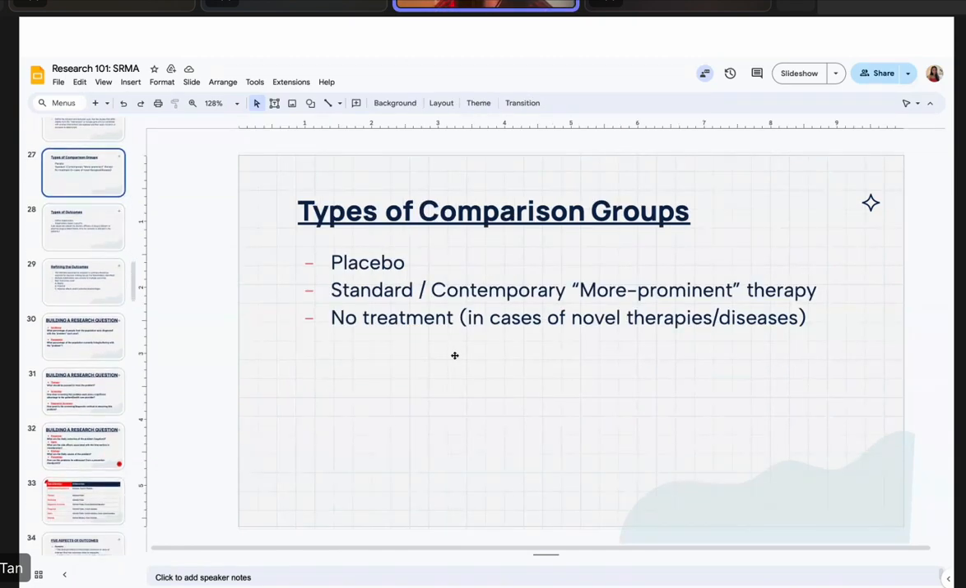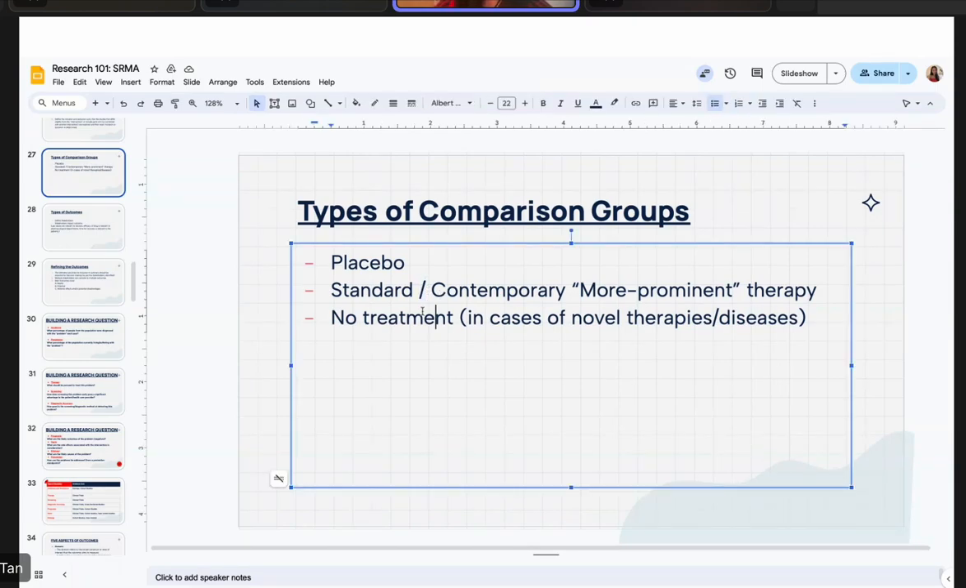And then you have your types of comparison groups. You have your placebo. So again, this is giving a drug that is not supposed to have an effect on the disease. Not really a drug per se. Sometimes it's a sugar pill. And then you have your standard and contemporary, more permanent therapy. So this is kind of the standard in today's world. And the reason why you're doing the systematic review is to see if maybe there's a better drug than what people are using these days. And that's why systematic reviews are important. Or no treatment at all. This is especially the case for new diseases. Although for COVID, if you remember correctly, most of them used placebo.